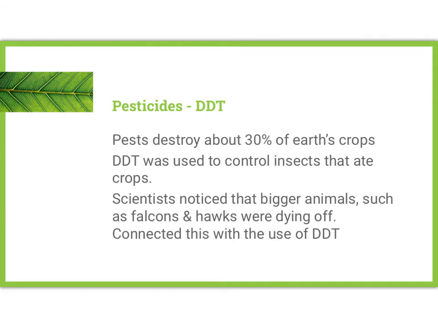Pesticides like DDT were really commonly used to control bug populations. Pests destroy about 30% of Earth's crops each year, so pesticides are important for sustaining our food resources. DDT was used to control insects that ate crops. However, after they'd been using DDT for a while, scientists noticed that bigger animals, such as falcons and hawks, were dying off. They connected this with the use of DDT.